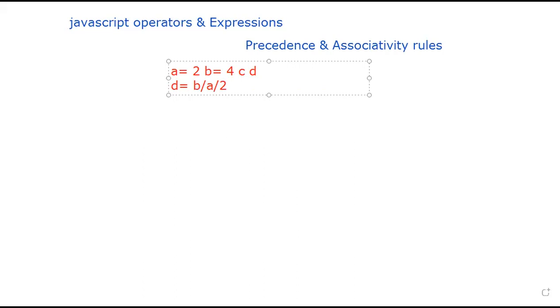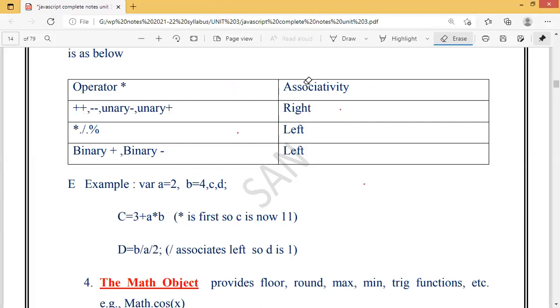See, now here, what did you see? I saw that D is equals to B divided by A divided by 2. So I saw in an expression, same operators are there. So what does my rule tell me? I have to go for associativity rules. And if you find a division, what does the rule say? First evaluate the left part. Start evaluating from the left portion, because the associativity of this operator is from left.